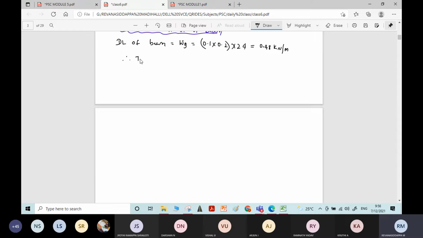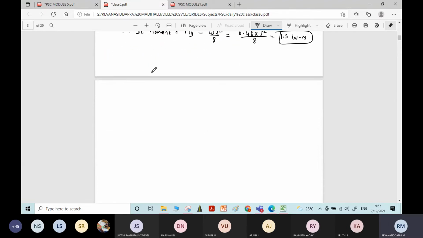Therefore, dead load moment M G is equal to W L square by 8. The span of the composite section is given as 5 meter, correct? Therefore it is 0.48 into 5 square divided by 8. What is the answer? 1.5 kilonewton meter. So to find the stress due to self-weight, M by Z is the formula.